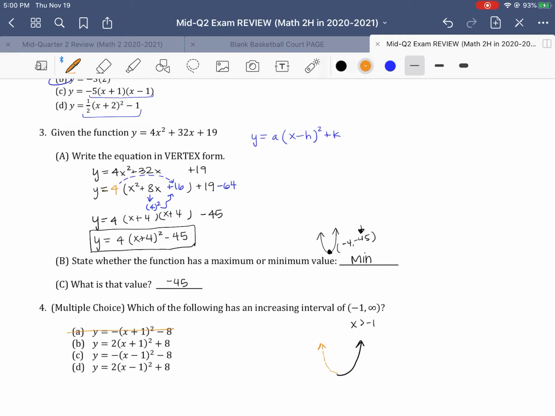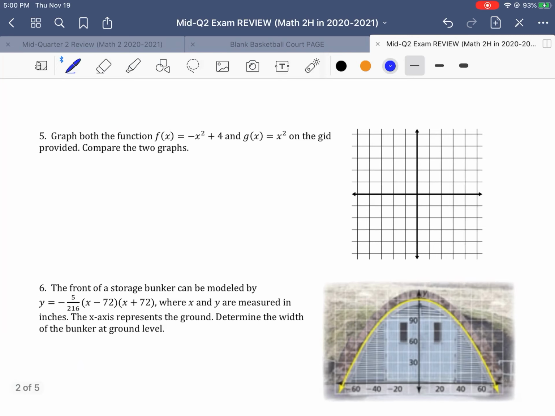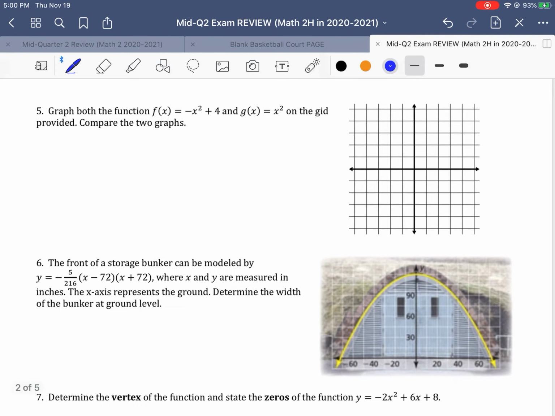So we know that it's not A or C. And then we want it to be greater than negative 1. So if we look at the axis of symmetry for each of these, that axis of symmetry is negative 1, where this one is a positive 1. So we know it's not D, so we're looking at B. Again, you could always graph this where it's multiple choice and then just determine which one is increasing on that interval. All right, we're going to do a couple more on this video.